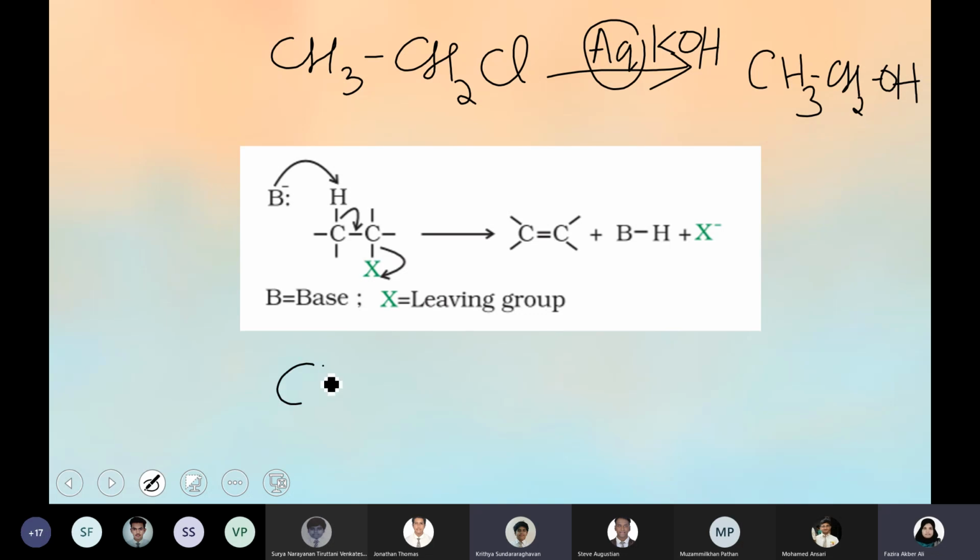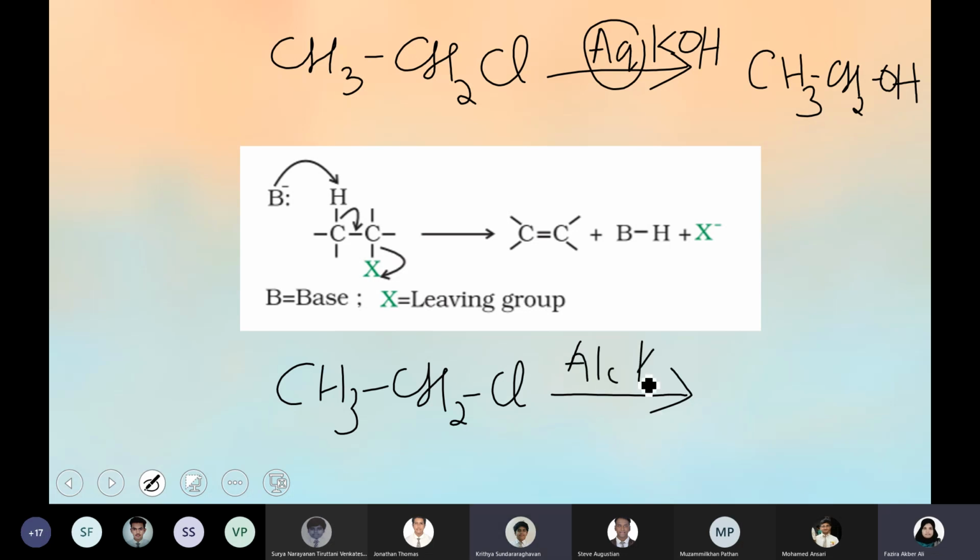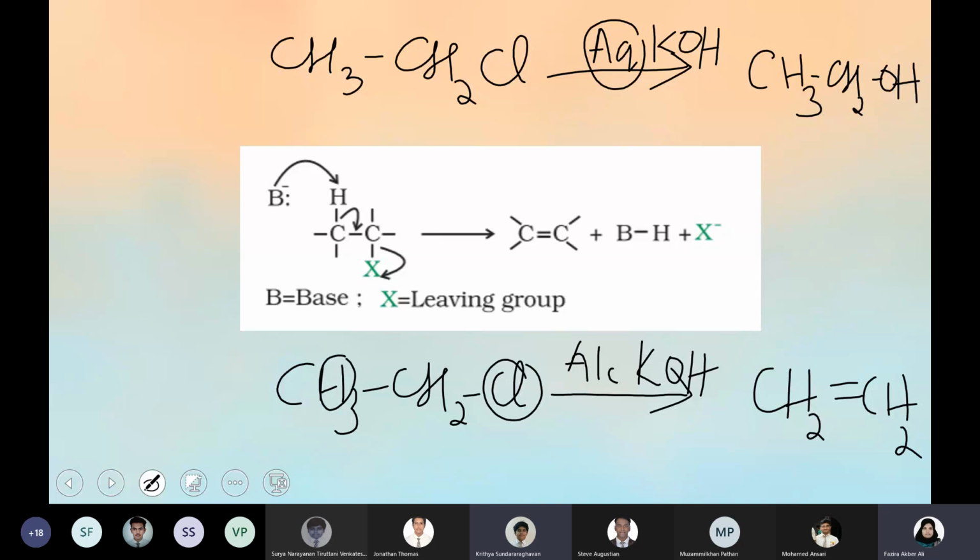The same reaction, if you conduct it under alcoholic KOH, here what you will get is CH2=CH2, an alkene, because it has undergone a beta elimination. So chlorine and one hydrogen will go, and you get an alkene. So it purely depends on the reagent and the condition, aqueous or alcoholic.